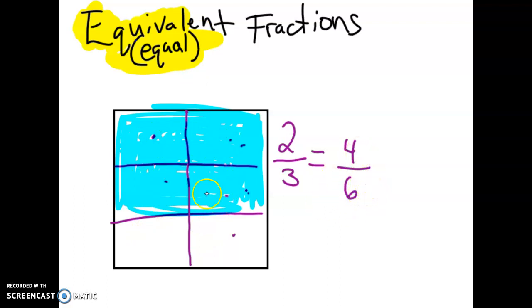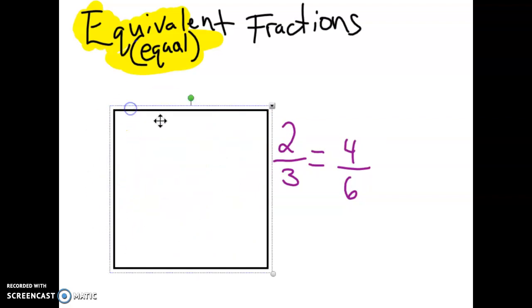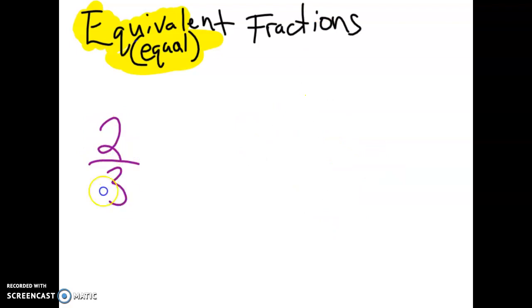Now, I told you I would show you this both numerically and using a picture. This picture I'll get rid of, and I will show you how I would do this numerically. We could say we started with a fraction of 2/3. We always have an equal sign, and that equal sign tells me it's an equivalent fraction. Let's say Mr. Fitzgerald asks you to find an equivalent fraction for 2/3.